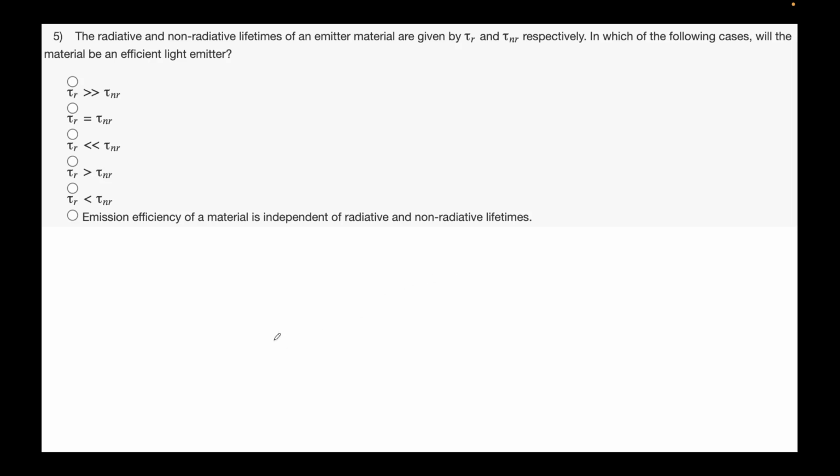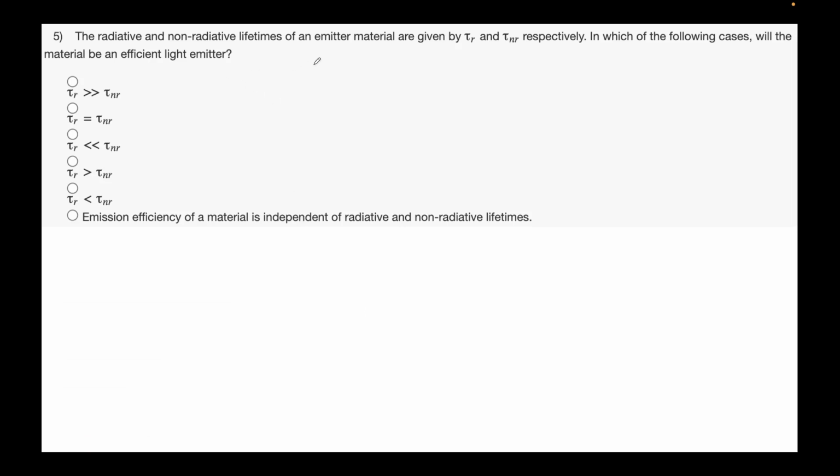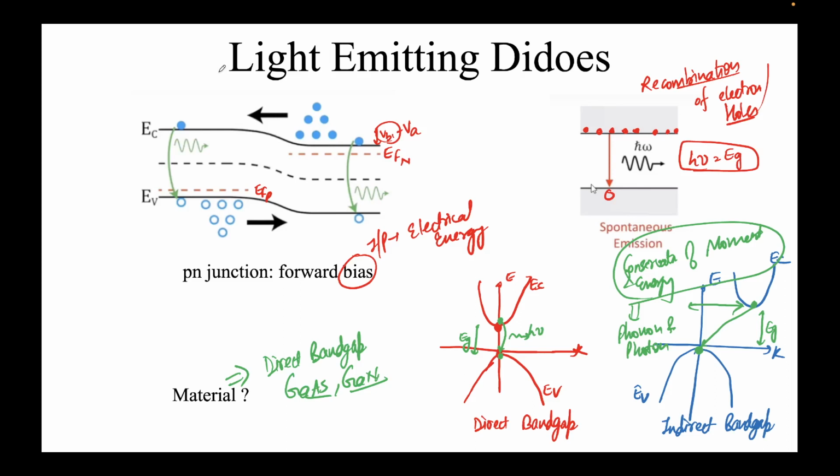So let's see this problem now. The question says that the radiative and non-radiative lifetimes of an emitter material are given by tau r and tau nr respectively. We'll see what these terms mean. In which of the following cases will the material be an efficient light emitter? So in this case, I had talked about that. When an electron recombines with a hole, a photon will be generated. Correct? There are other processes also through which this electron can come here. There are many other processes, in fact.